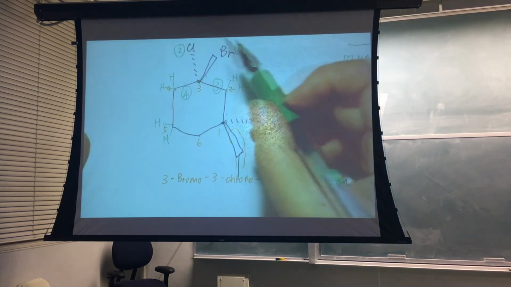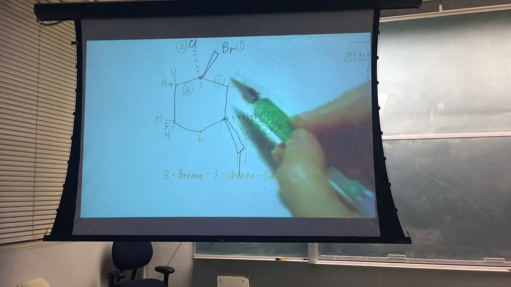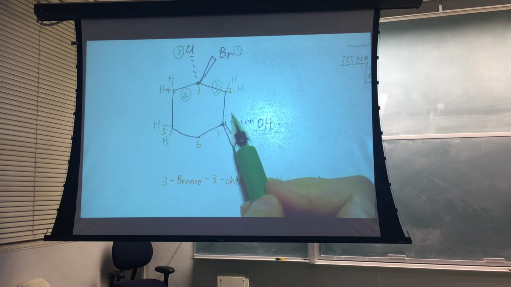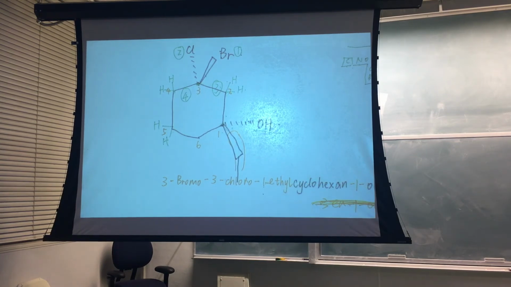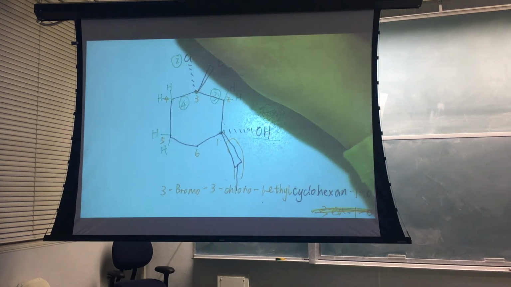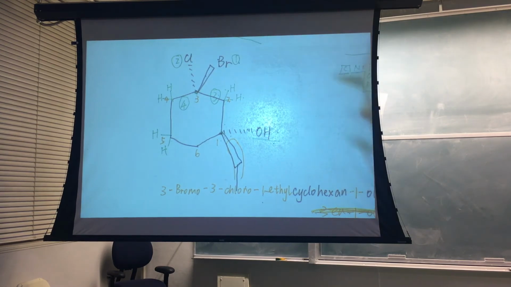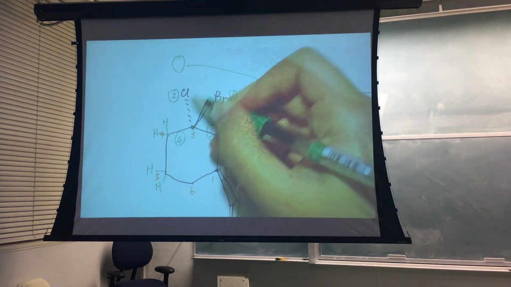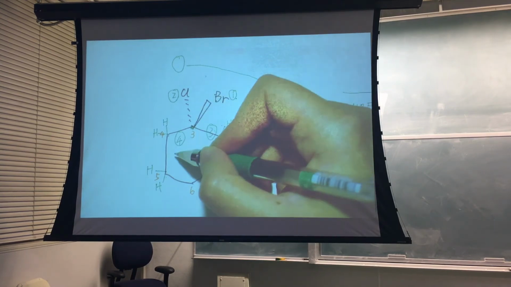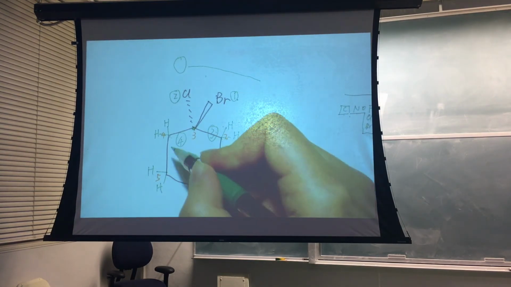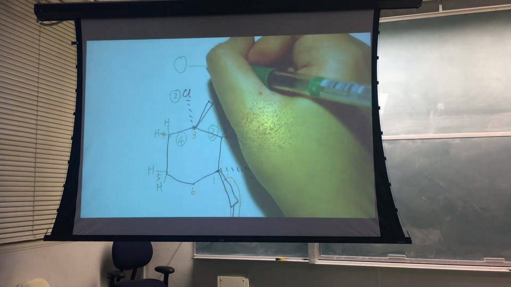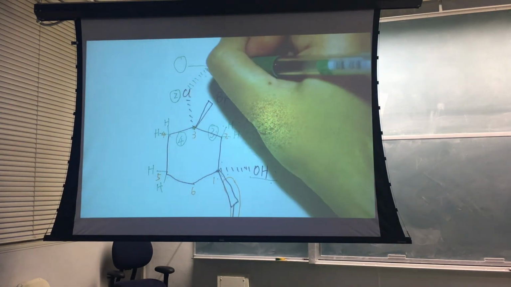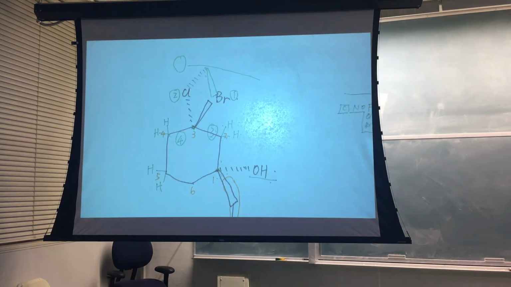Here, the lowest priority group is not in the back, it's in the paper, right? The solid line is in the paper. So what we do is we draw a small person here, so you are looking from this angle. When you are looking from this angle, this group is into the paper. And then you draw a dash to your chloro, and then you draw a wedge to your bromo.